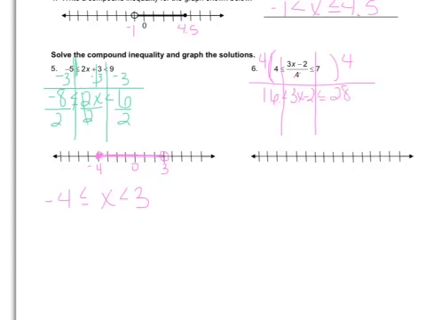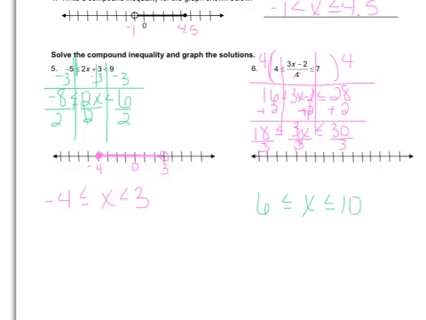So now I have to solve this. So I'm going to add 2. But I have to add 2 here and here as well. So I have 18 is less than or equal to 3x is less than or equal to 30. Now I have to divide by 3 here, here, and here. Well, 18 divided by 3 is going to be 6. It's less than or equal to x. 30 divided by 3 is going to be 10. And so I have my symbol.